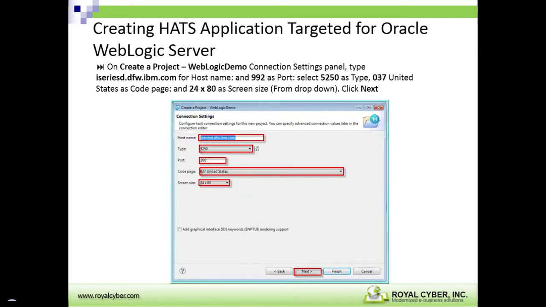On the connection setting, specify the host name, that is the IBM demo server iCityDFW.ibm.com, and the port on which you want to connect, that is 992, and the application type should remain 5250, and the code page should remain 037 United States, and the screen size should be 24/80, and click next.